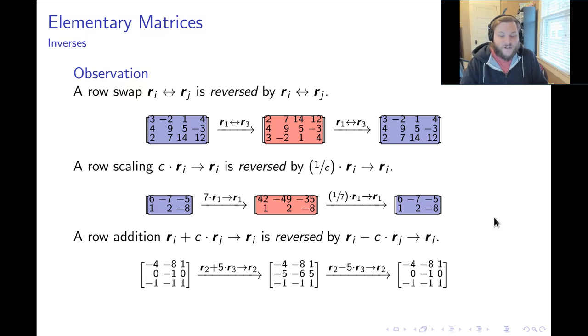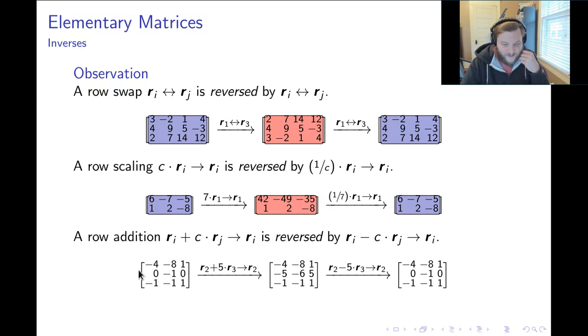And row addition is also reversible. If I add c times row j to row I, and then want to undo that, I could take the new row I and subtract c times the new row j, which would be the old row j. So if I add c times row j to row I, I could reverse that decision by subtracting c times row j from the new row I.